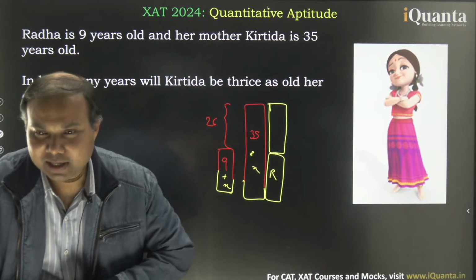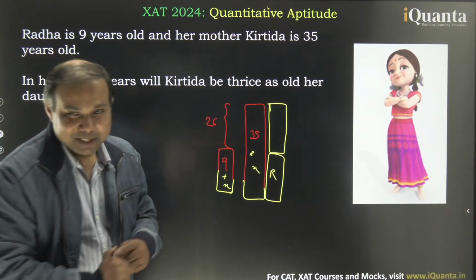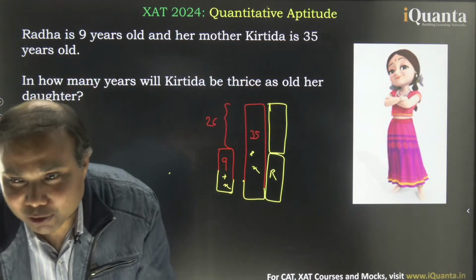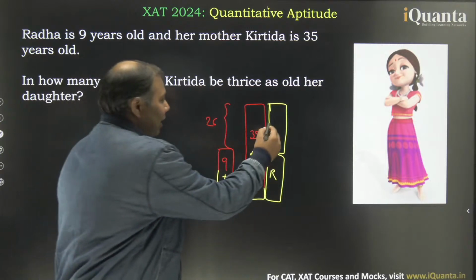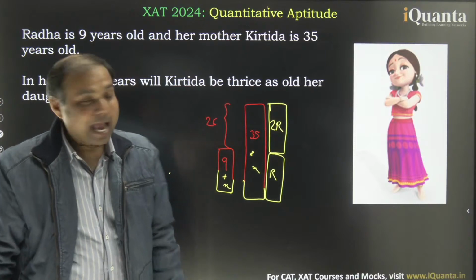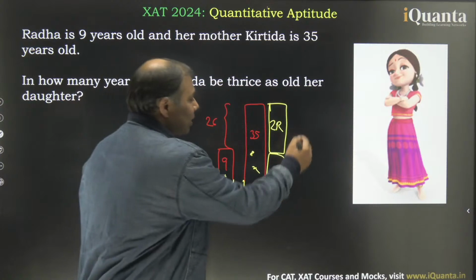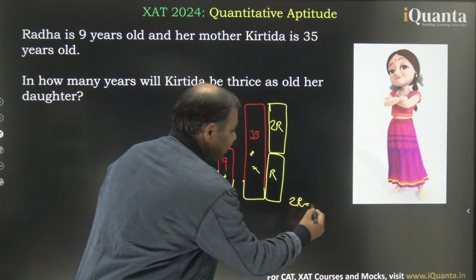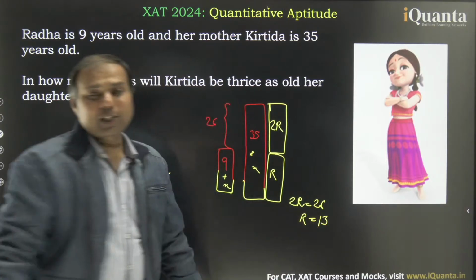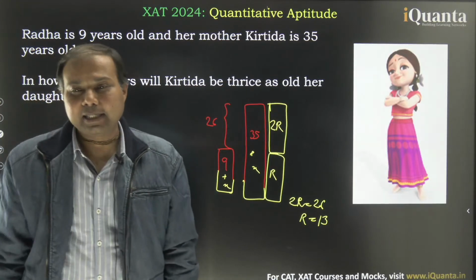The difference must be how much? It must be 2R, right? Why? Because the total age is twice that of Radha, right? Yes, and this 2R is equal to 26. That means Radha's age must be equal to how much? 13. So I just need to see in how many years Radha, who is currently 9 years old, will turn 13, and that is 4.